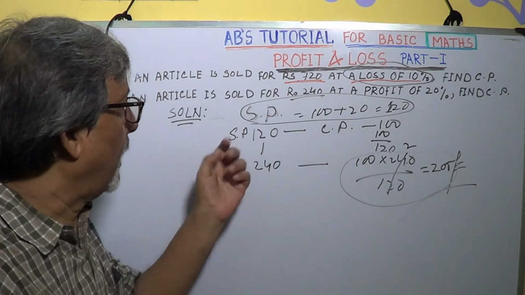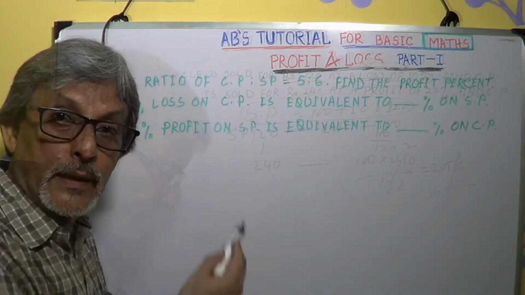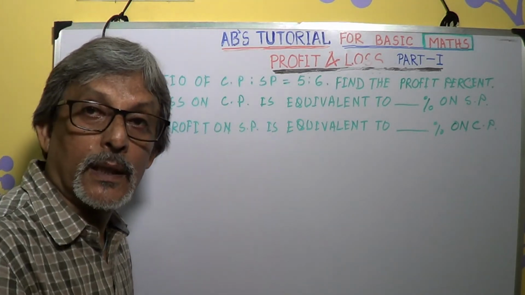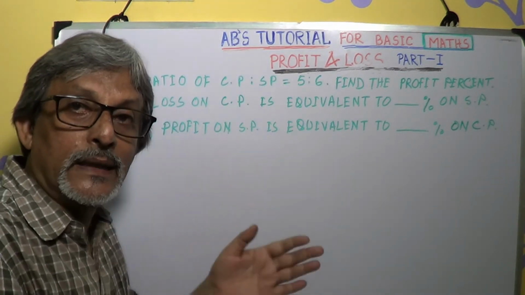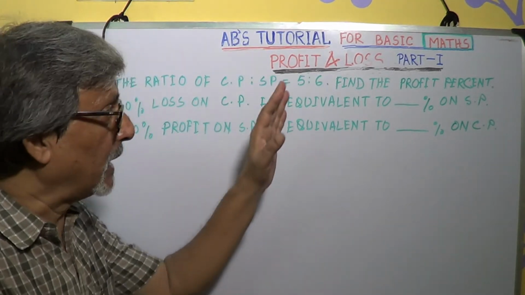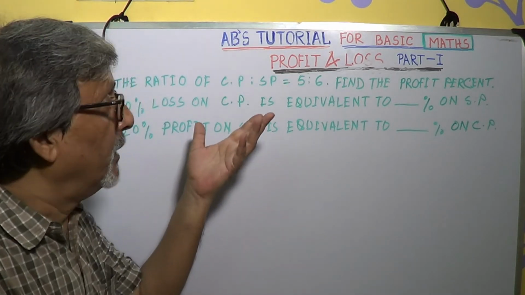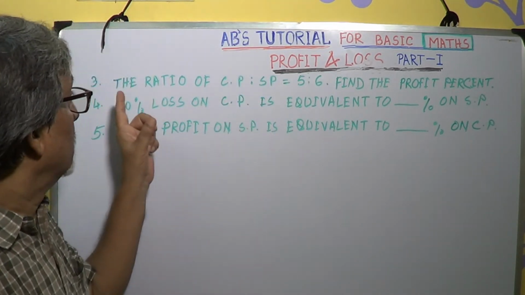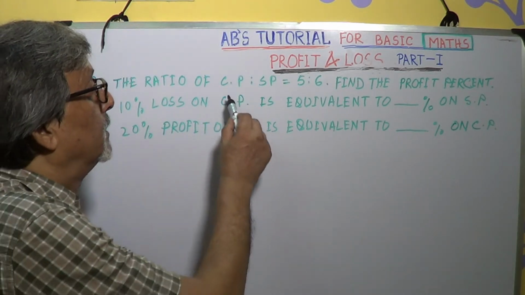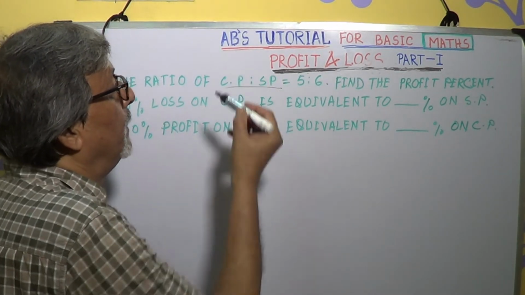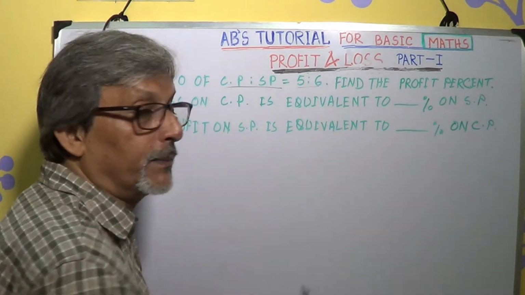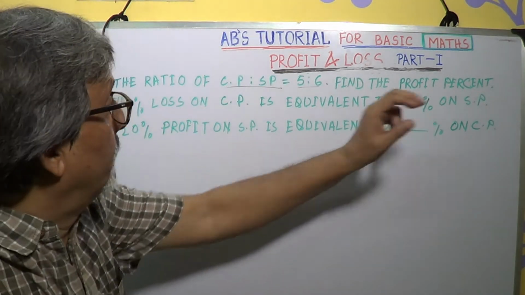Let us go for another example, of a slightly different form. Let us practice another sum. Here we have 3 sums. The pattern of these sums is not so identical to number 1 and number 2. What's the difference? Let me first discuss the difference between these two patterns. The ratio of cost price to selling price, CP is to SP, is 5:6. Find the profit percent.